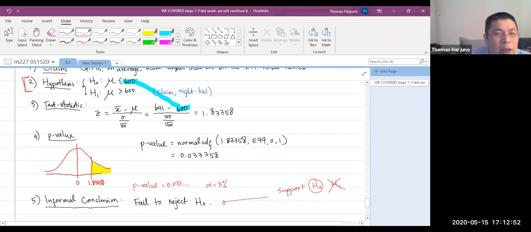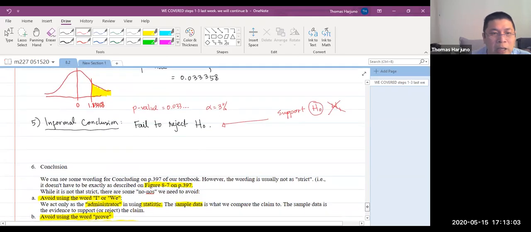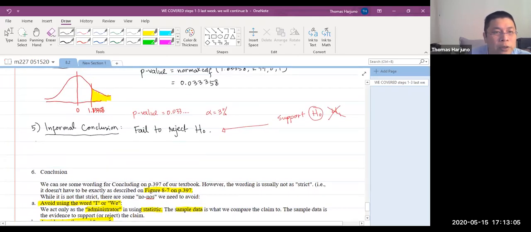Where's the claim? The claim is with the alternate hypothesis, but that's not what we support, right? That's not what we support. So we will say in our conclusion the following. Conclusion.